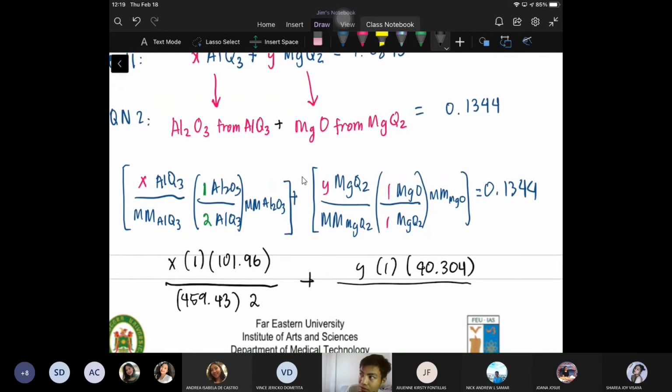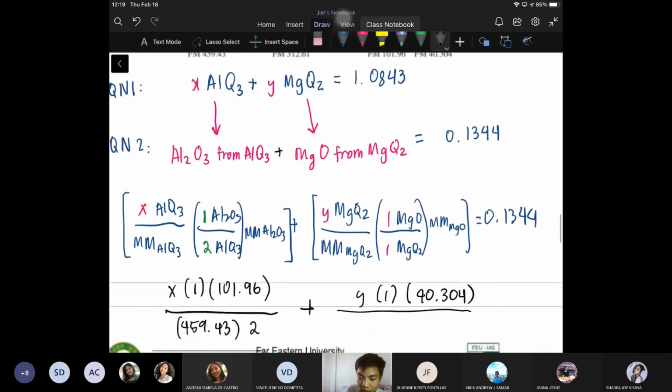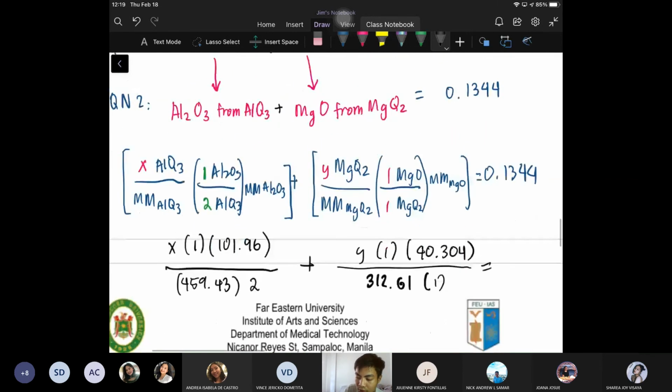Okay? So, ito yung mga nasa numerator. Tatlong numbers nandun. Yung unknown, yung coefficient, then yung molar mass. Sa denominator, dalawa usually, no? Molar mass ng MgO, 312.61 times yung number dito, which is 1. So, that will be equal to 0.1344. Okay?